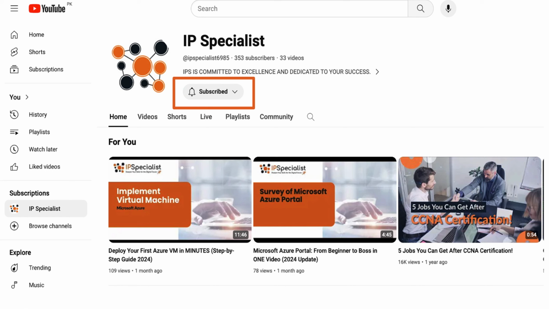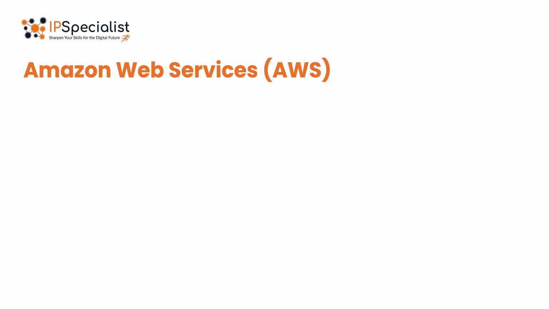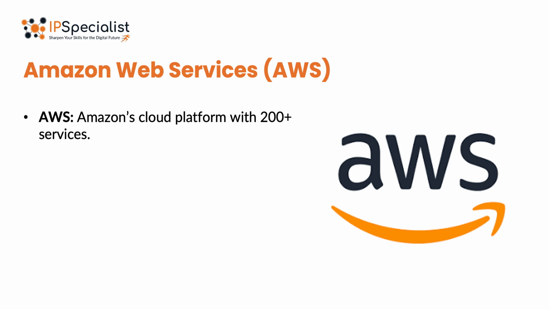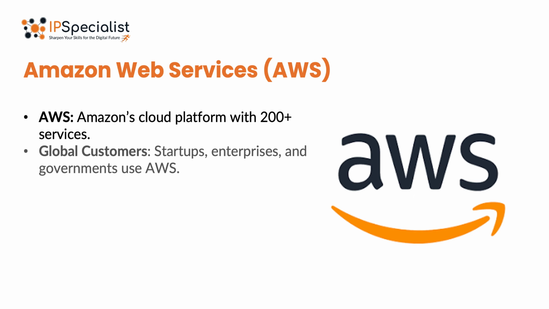Alright, let's get started. Let's take a moment to talk about AWS. AWS stands for Amazon Web Services, and it's basically Amazon's cloud platform that offers over 200 different services, all from data centers around the world. So, whether you're a startup, a large enterprise, or even a government entity, AWS has something for everyone. Because of its wide range of cloud products and services, people often refer to it as AWS Cloud.